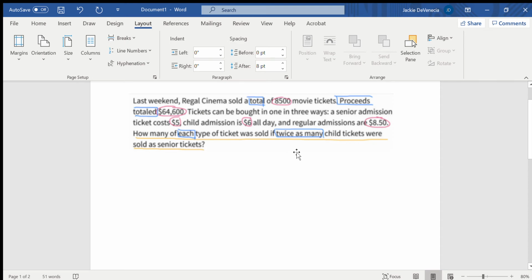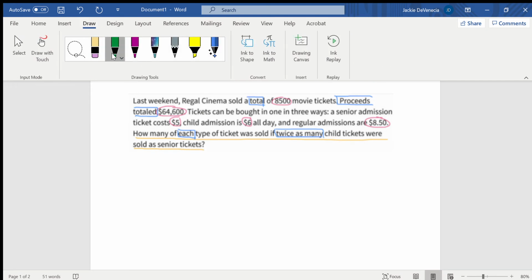Just like in class, we have this annotated. We're circling the important numbers, boxing the key terms, and underlining the questions. That's how you want to start off with this type of problem. Next, you want to organize the type of information you're given. The dollar signs all represent cost, so let's have that in green.